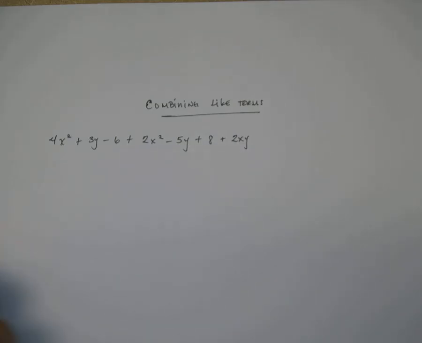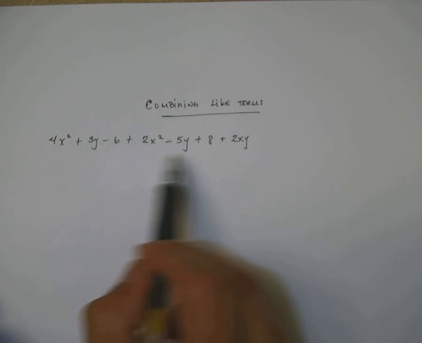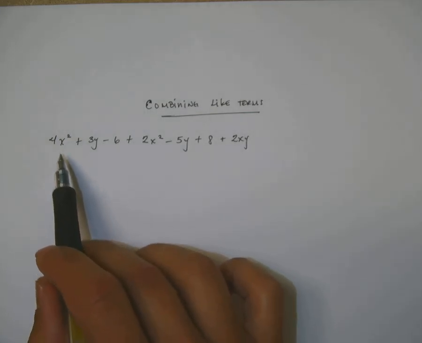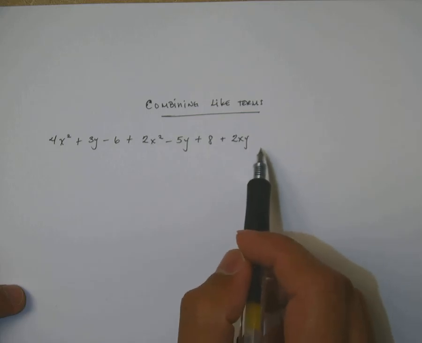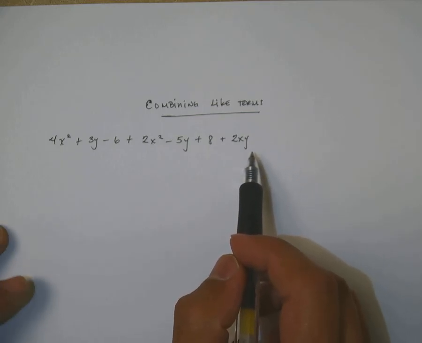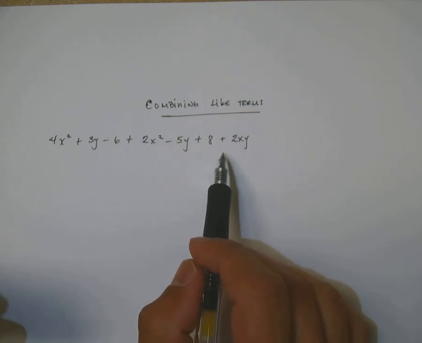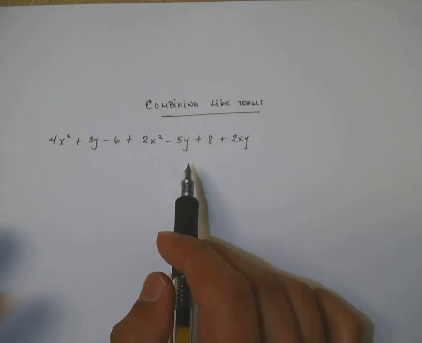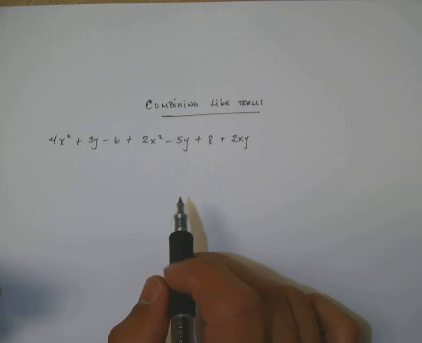Hey guys, I want to go ahead and talk about solving this type of problem, combining like terms. If you notice, I have a lot of different terms. There's no equal sign here, so you have to be careful, because a lot of students think, oh, I can solve for x or y, and that's not the case. So what I want to do is just combine things that are alike.